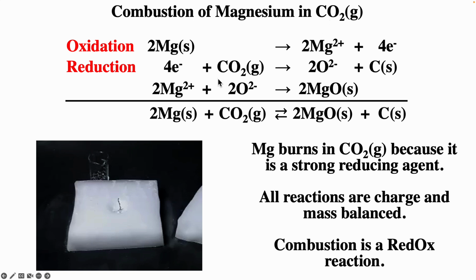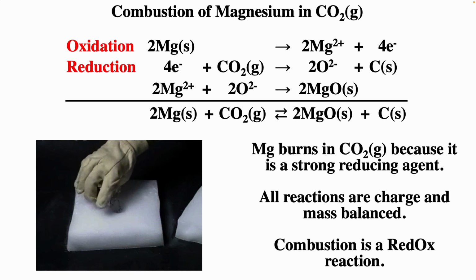Now, if we looked at it, the magnesium is going to go to magnesium ions. The CO2 is going to the oxide ion, O2-, and carbon. And then the magnesium plus the oxide ion goes to magnesium oxide. And so magnesium actually does burn in CO2.